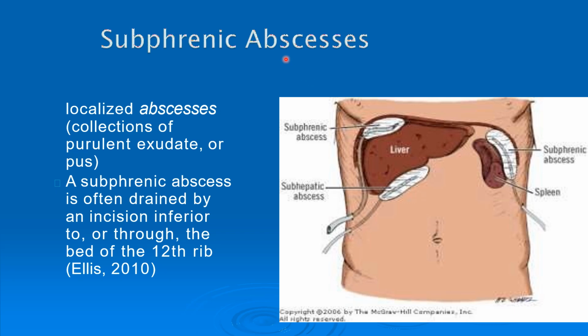Something about the subphrenic abscess. We have already told there are subphrenic recess and subhepatic recess. So here the pus can accumulate and can cause abscesses called a subphrenic abscess and a subhepatic abscess. Already we saw its clinical importance while discussing the macroscopic anatomy.